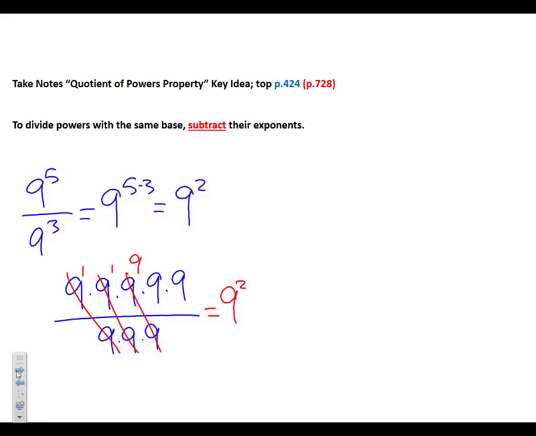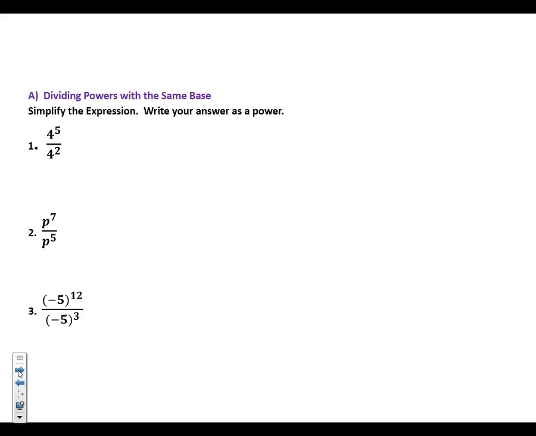Algebraically, if I have some letter a to the mth power divided by a to the nth power, I would get a to the m minus n. Now understand that a cannot equal 0 because we know that when we're dividing by 0, that's undefined. So as long as we do not have 0, we are good. So let's do some examples.